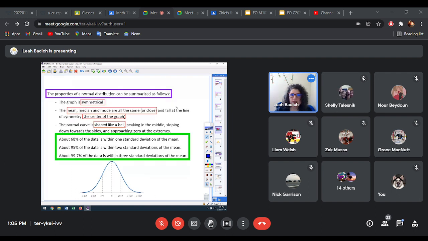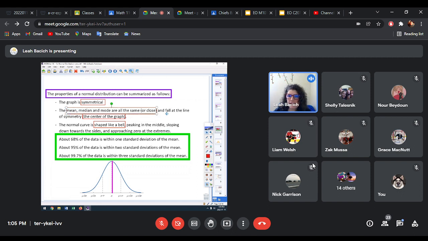Okay. So the properties that we have: it's symmetrical. As I just mentioned, it's symmetrical about the mean, so it's about the center, which is where your mean is right here. The interesting characteristics here are the mean, the median, and the mode are all the same, or they're pretty close to being the same. So let's say the mean is 70.3. The median and the mode could conceivably be those exact values or pretty close. So maybe 70.5 or 70, something like that, but they're pretty close and they follow the line of symmetry, right here in the center.